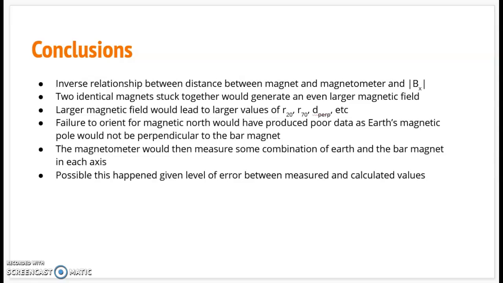And then if we had failed to orient for magnetic north, this would have produced poor data, because Earth's magnetic field would not have been perpendicular to the bar magnet. So any measurement of the net magnetic field would have had both the magnet itself and the Earth interacting together, and so we wouldn't have just gotten the value generated by the magnet. It is possible that this is why we had such wildly different hypothetical and observed values, because perhaps I was not holding my phone steady, and so I was not perfectly aligned, and so that could be one source of error.